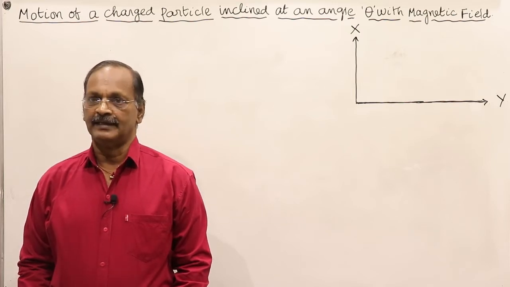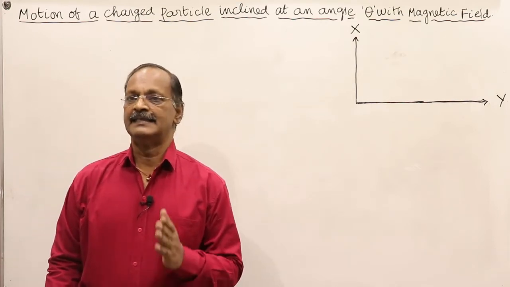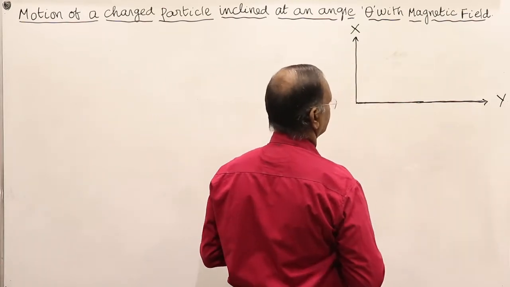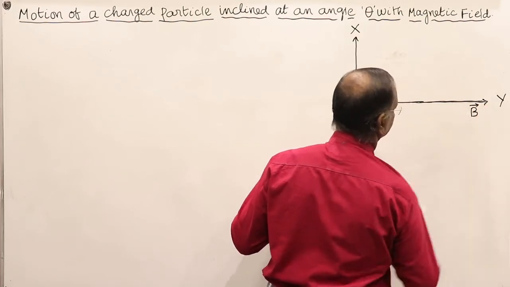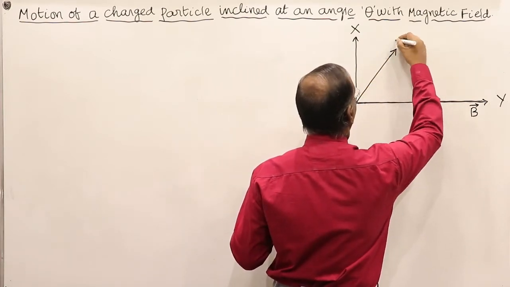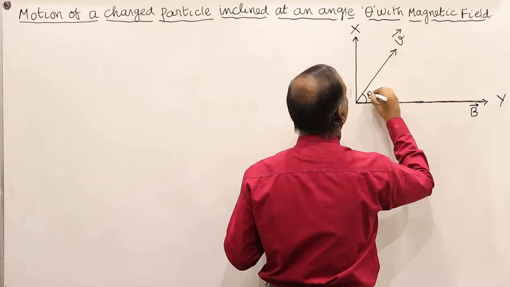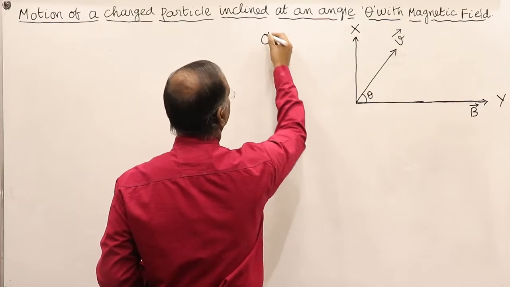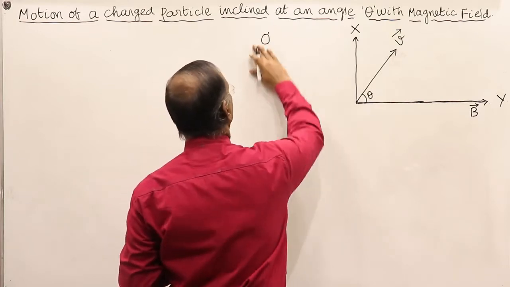Motion of a charged particle entering a magnetic field at an angle other than 0 degree, 90 degree, or 180 degree. Suppose this is the plane coordinate system in which the magnetic field is along the y direction and the particle is entering at an angle. The particle has velocity v and enters at an angle theta with respect to the magnetic field. It is not 0 degree, which means it would go like this; 90 degree means it will go like this; 180 degree means it will go like this.